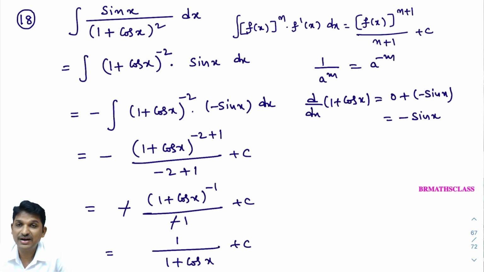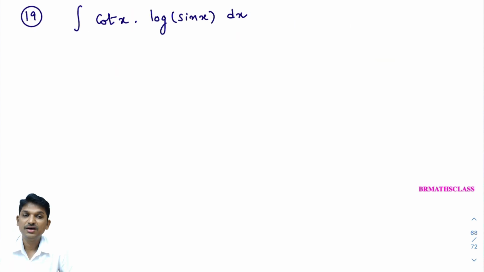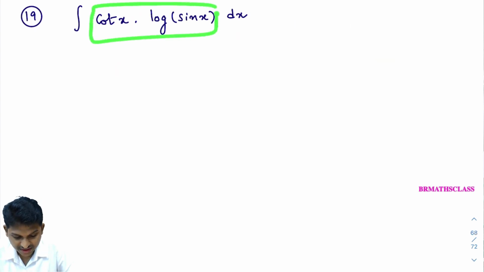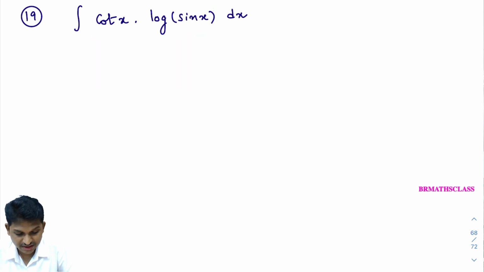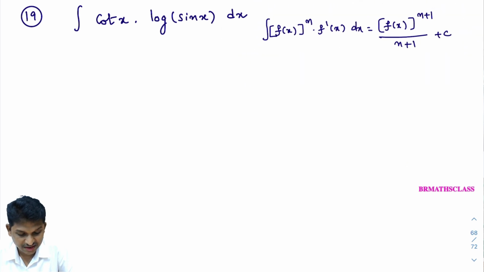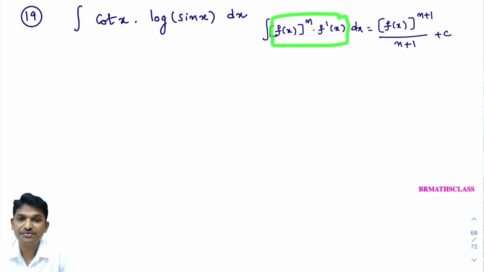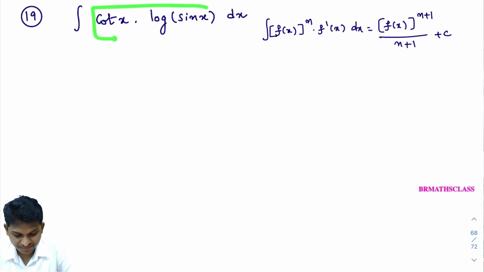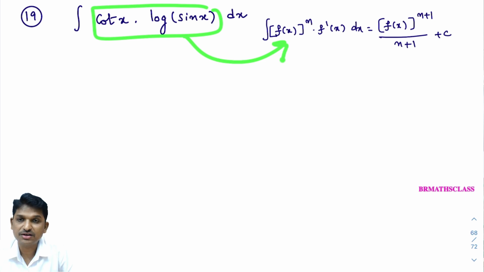I hope you understand this problem. Now you see this one. Integral of cot x into log of sin x dx. What is the hero of this story? This is the hero of this story. When given integral of the form integral of f of x whole power n into f dash of x dx, we will write its answer as f of x whole power n plus 1 divided by n plus 1 plus c.